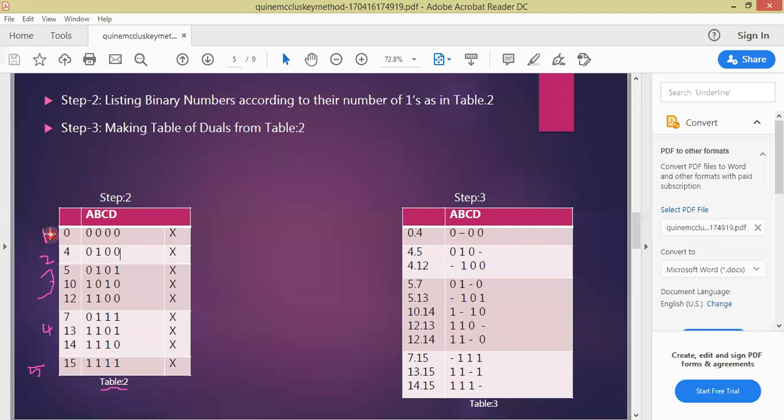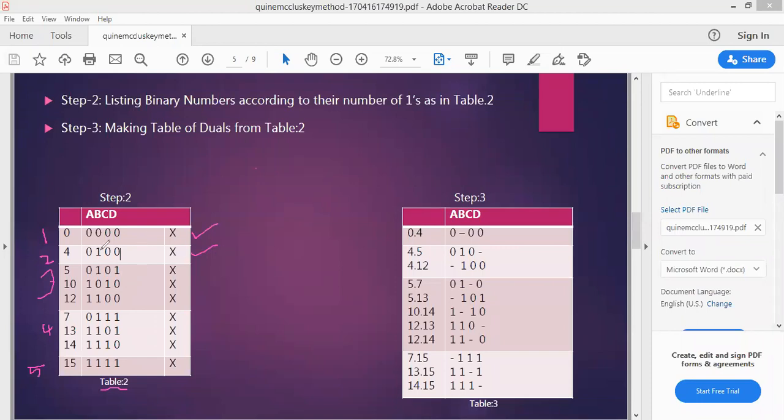So now group 1 is done. Whenever we are grouping them, we need to mark them as covered. So I'm marking 0 and 4 as covered. So I'm ticking them in this way. So I will now check the next group, that is the number of ones in group 2 and the number of ones in group 3.